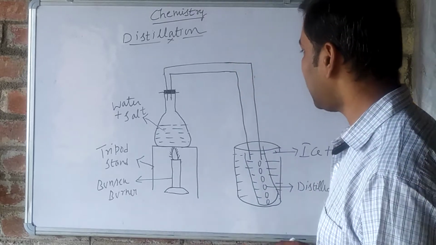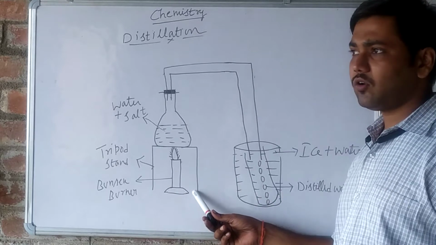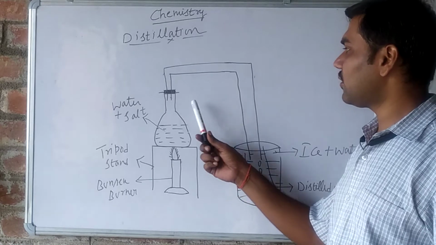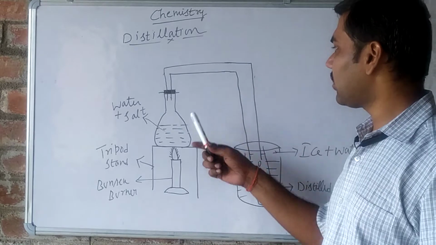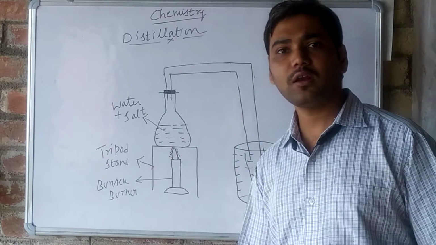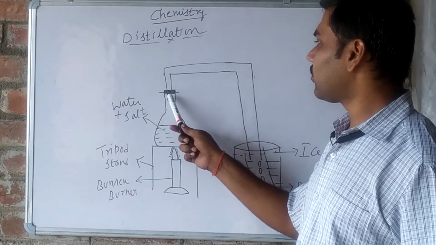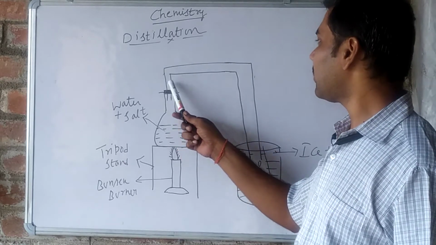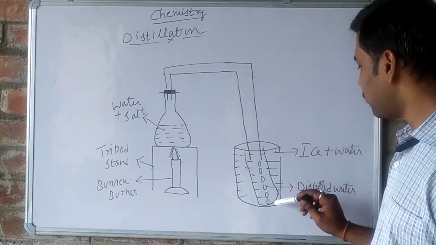Now see the whole setup. We have a tripod stand, and on that tripod stand a conical flask is placed, and that conical flask is closed with a cork. In that conical flask we will have a solution of water and salt. Through this cork, a pipe is passed, and that is placed on the test tube.